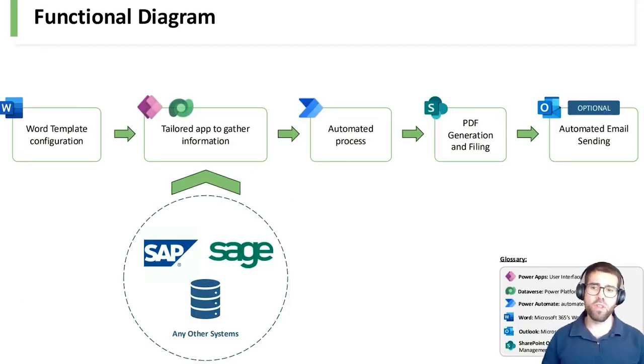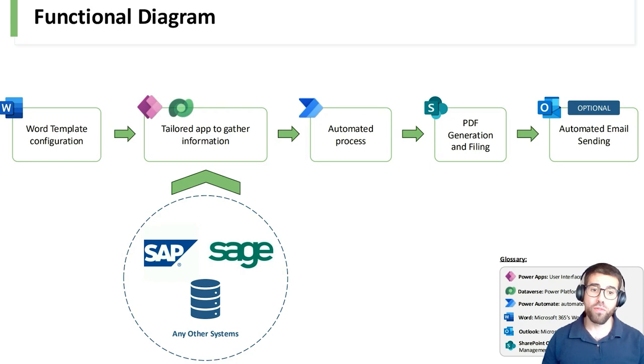Now, this is the process that we're going to follow. We are going to configure a Word document template. Then we're going to use a tailored application to input some information that's going to fill in that Word document. And then an automated process made, of course, with Power Automate is going to generate that Word document, and from that turn it into a PDF, which will be stored in a known location in SharePoint Online. And then, well, this is not developed, an optional step, we can send this out automatically using the Outlook connector.